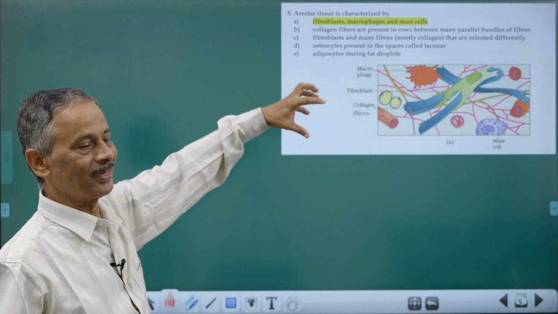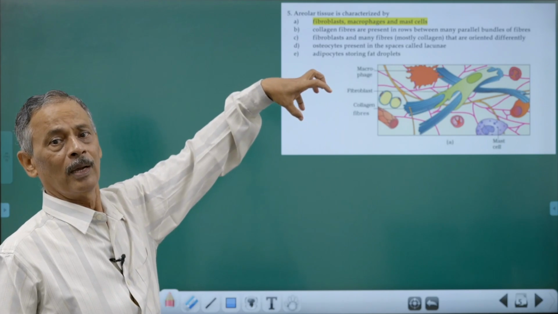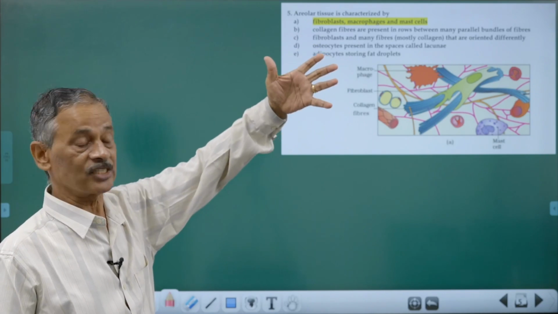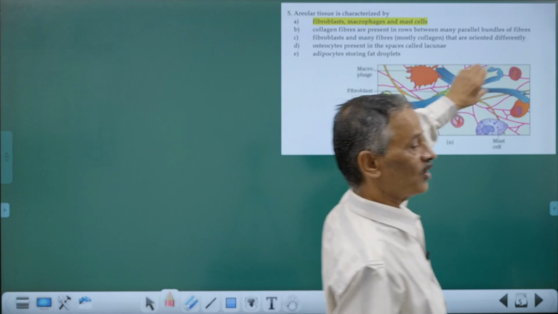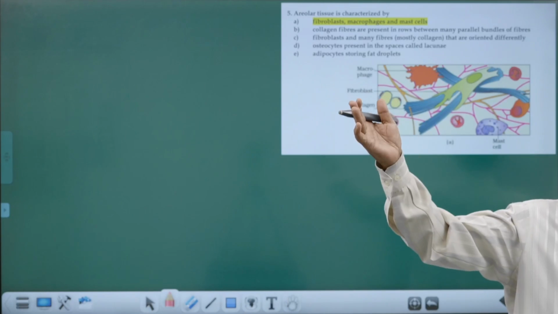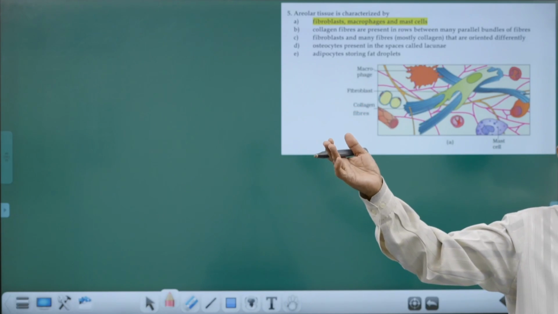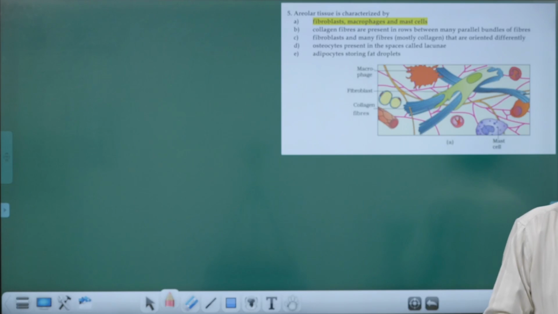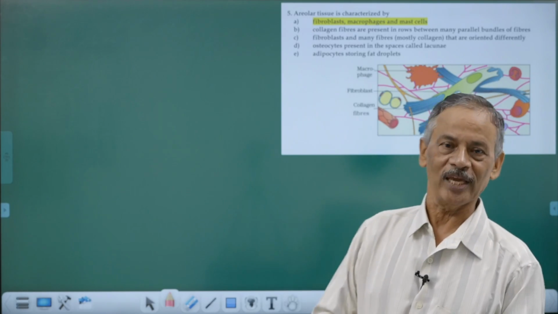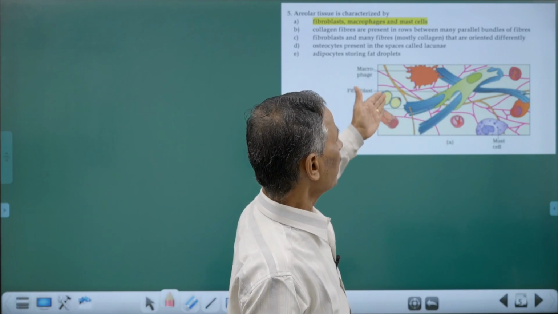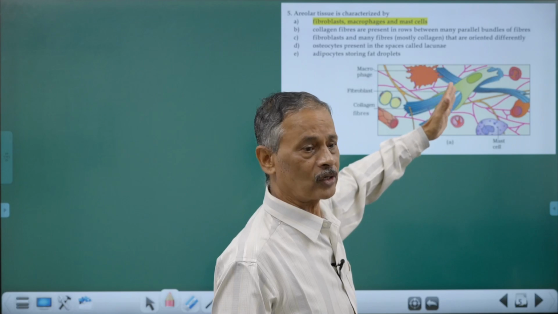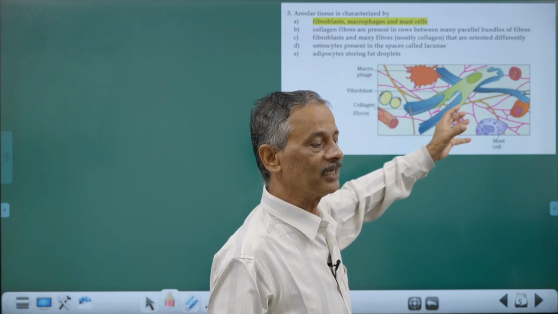It's a typical binding type of connective tissue. What is characteristic of that? We'll be having different types of cells, loosely arranged, scattered, with abundance of matrix. That is the characteristic feature of connective tissue. Okay. This is the diagram of a typical areolar connective tissue, which is the packing tissue.